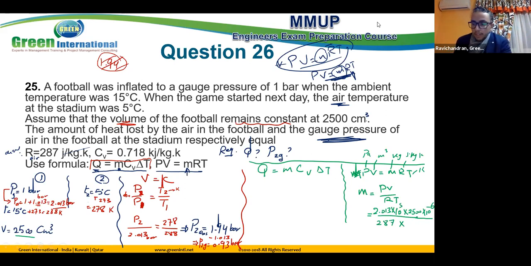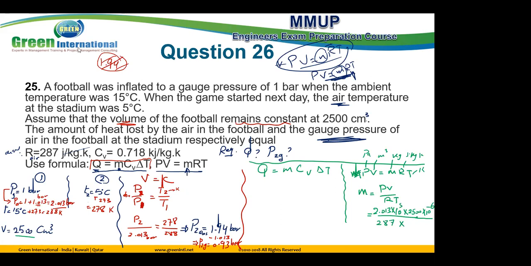Let's continue. Temperature 288. I used Kelvin, no? T1, so I use T1, 288. So we get the mass value in kilograms.